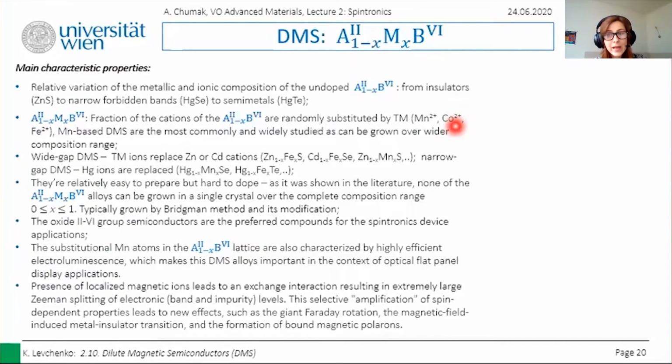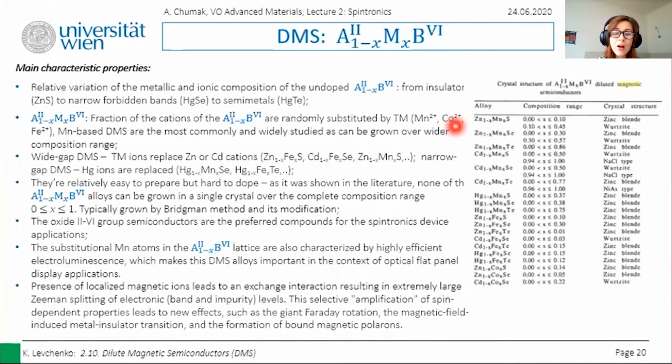Also, by playing with the composition of host semiconductor and transition metal ions, we could have wide gap and narrow gap materials. It's easy to prepare, but still, even in comparison to other semiconductors, dilute magnetic semiconductors, it's hard to dope. It was shown in the literature it's hard to find a single crystal that will incorporate the transition metal in a whole composition range, so from 0 to 1. Still, it's better than III-V or IV-VI. However, it limits its possible application. Typically, they are grown by the Bridgman method and its modifications.